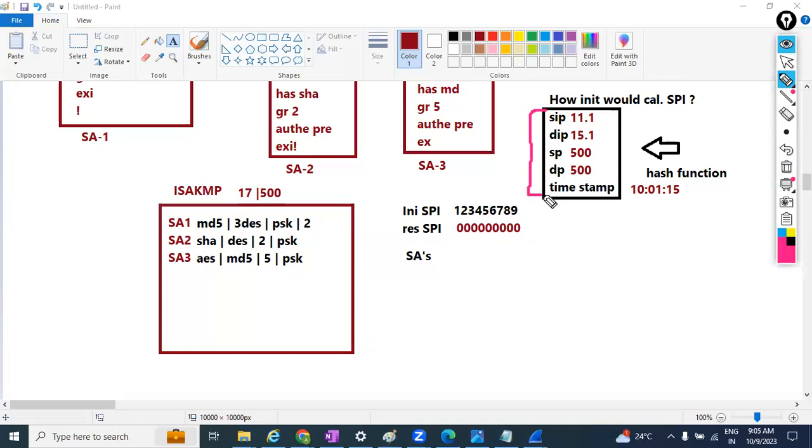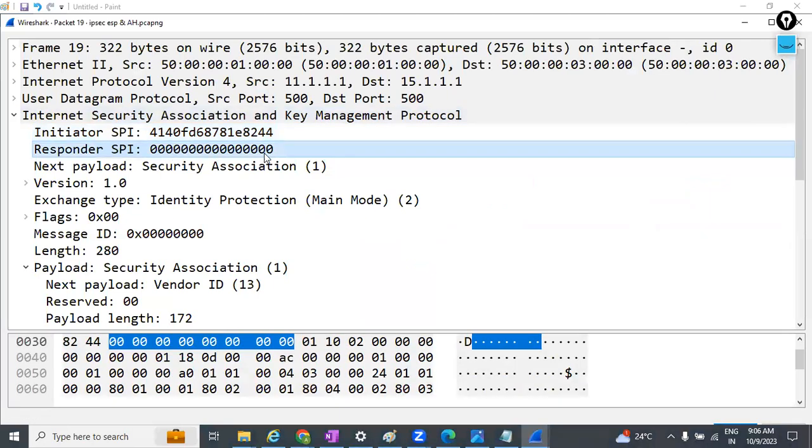Okay, so on the other end, what would be the source IP? 15.1. Destination IP would be 11.1. Source port and destination port would remain the same, and the time would definitely be different. So now the other device would calculate the separate value. As you can see in the header itself here, what is the responder SPI?